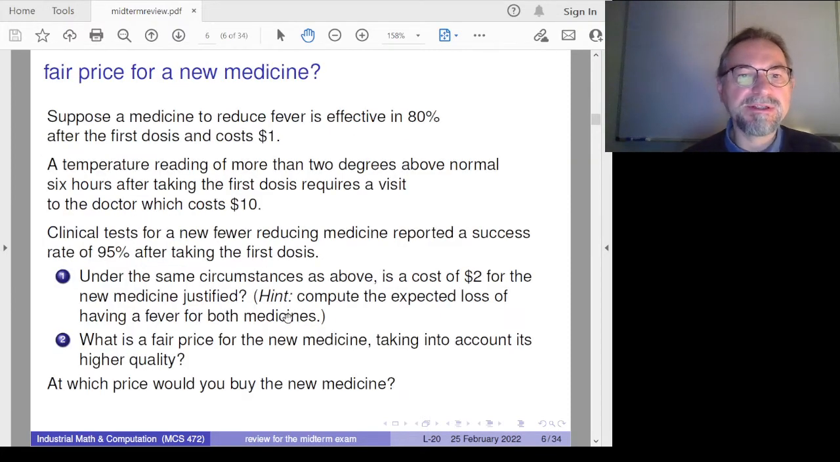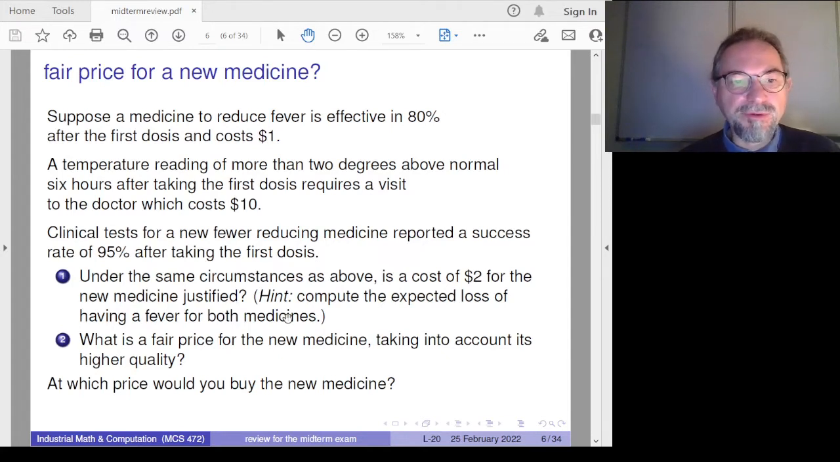Okay, so here is the first question. So we have two types of medicine. The first medicine costs $1 and is effective in 80% of the cases. If it's not effective, then you will have to go to the doctor, and that costs you $10. So in the 20% of the cases, you will have to go to the doctor. So there is an expected loss there.